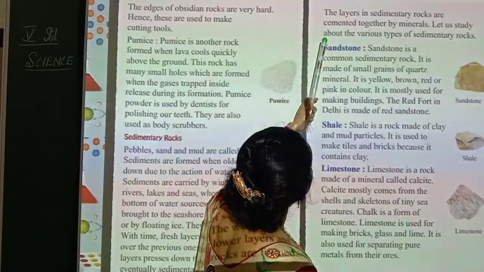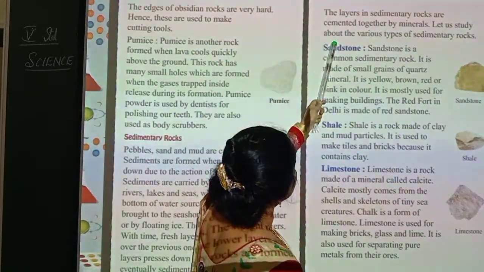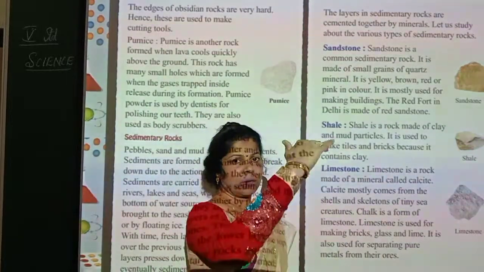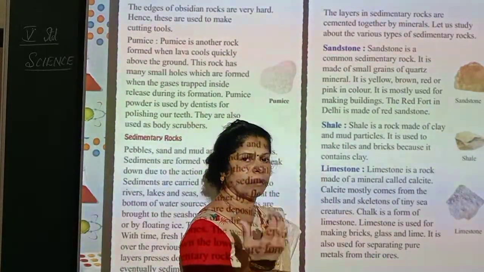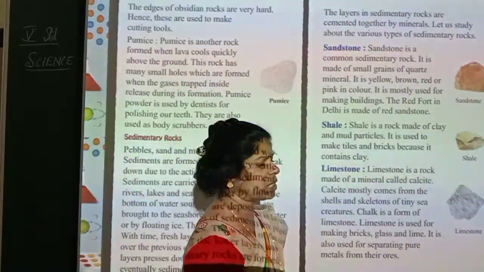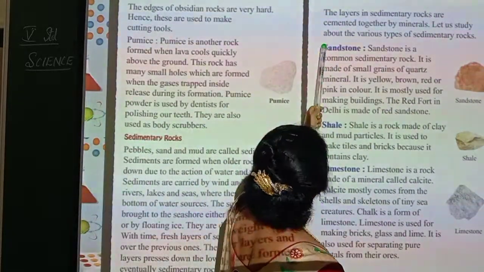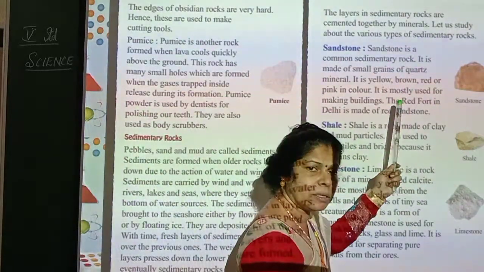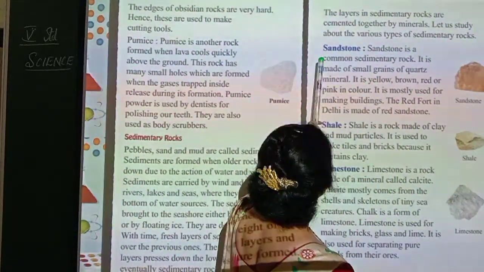The layers in sedimentary rocks are cemented together by minerals. So what happens? The layers are there now, so they are also carrying the minerals. So the minerals go on depositing on that. Let us study about the various types of sedimentary rocks. So now let us see about the types of sedimentary rocks.